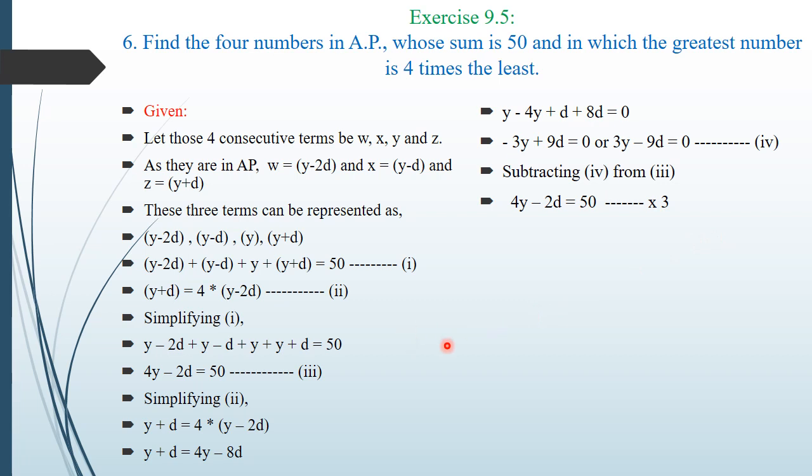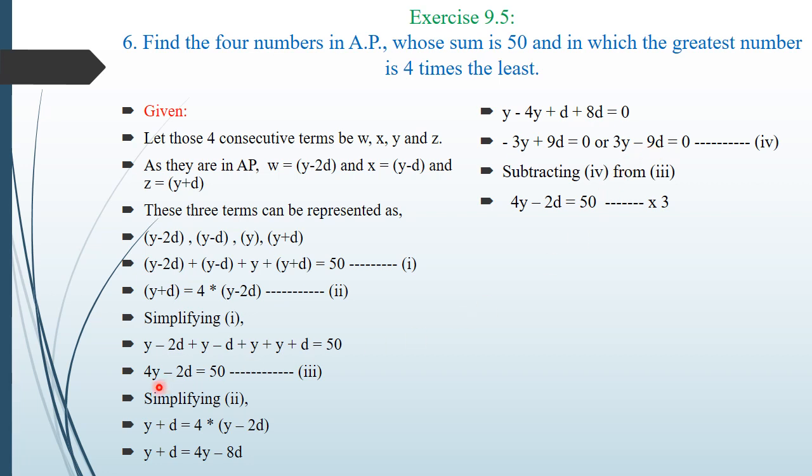So I need to subtract. You know already that if you want to solve two equations by the subtraction method, from the pair of linear equations, you need to have equal coefficients. So here you can see the coefficient of y is 4 and here the coefficient of y is 3, which is not equal. Again, here the coefficient of d is -2 and here the coefficient of d is -9.